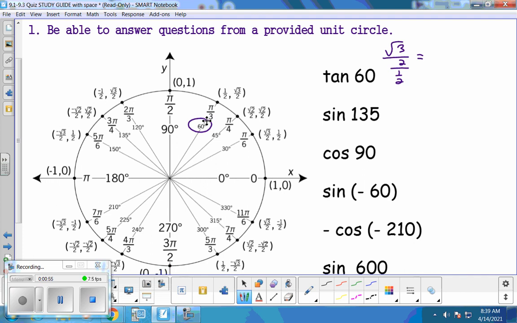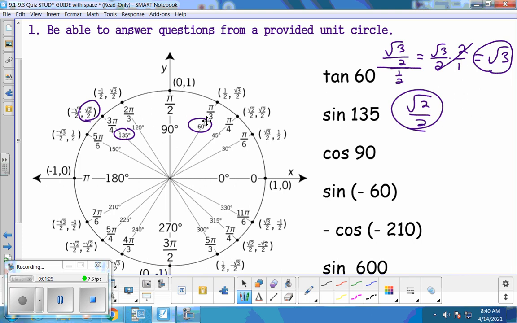Now, if you can simplify, you'll want to simplify. If you need to rationalize, you'll want to rationalize. But this one just simplifies. So you keep your first fraction the same and multiply by the reciprocal. Radical 3. All right, now we're going to 135, and we're doing the sine value, which is y. Now we're at cosine of 90, which is an x value.